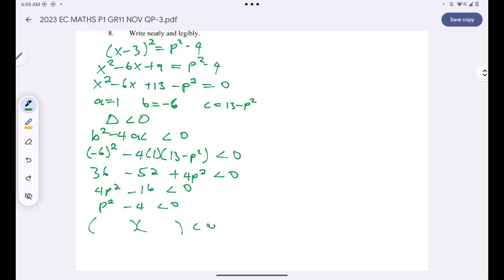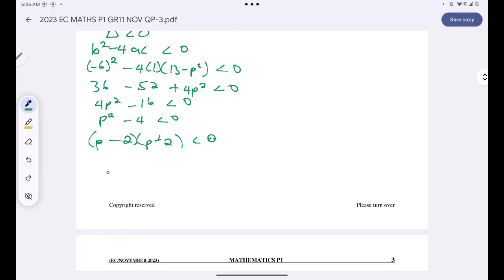Then open the two brackets for me to factorize. Factorizing a difference of two squares is quite simple, guys. Just find the square root of the first term, which is p, and write p and p there. The square root of the second term will give us 2. Then the signs are just different, minus and plus. After that, you will obviously find the critical values, even though it's not important here. p is equal to 2 or p is equal to negative 2.